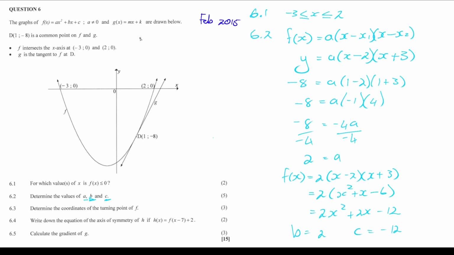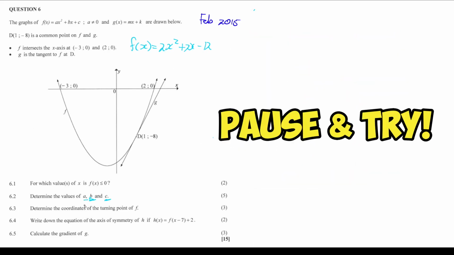Let's just write the formula where I can find it later. f of x equals 2x squared plus 2x minus 12. I'll unfortunately have to erase this. Let's do it in green.